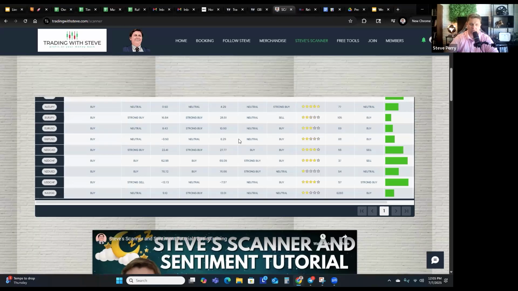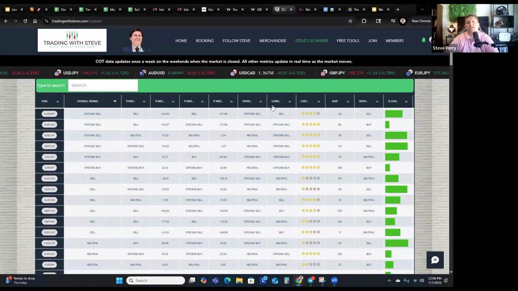It goes over what the 3-week shift is, the 5-week shift, the long-term signal divergence, a crowded market, the sentiment signals. All this stuff contributes to the overall signal for the week. But you don't need to worry about this stuff when you're just taking weekly trades. Again, it's very important to focus only on what you need to focus on, which is right here. The overall signal takes into account all the other metrics that the scanner looks at.